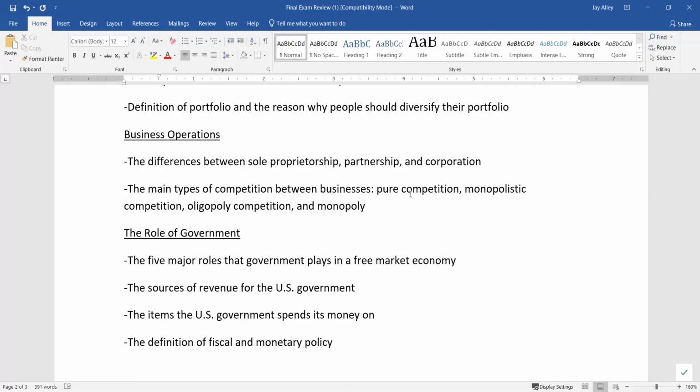With competition, though, people have to compete based on price and quality. That's a good thing for consumers. So monopolistic competition and oligopoly competition are two other aspects that you should know about. I think we spent most of the day on all of that stuff.